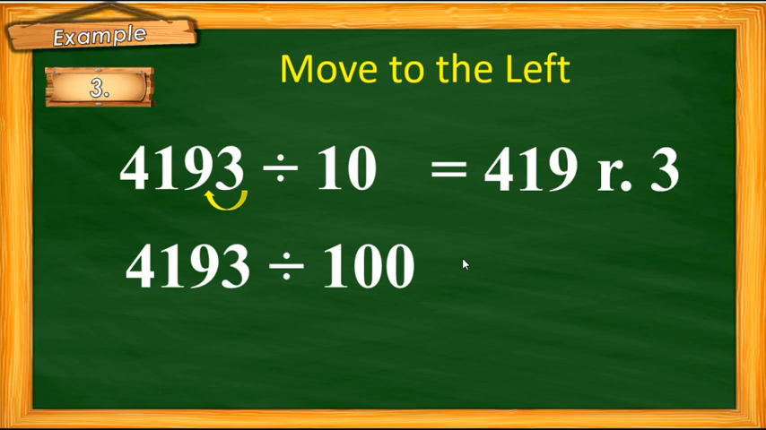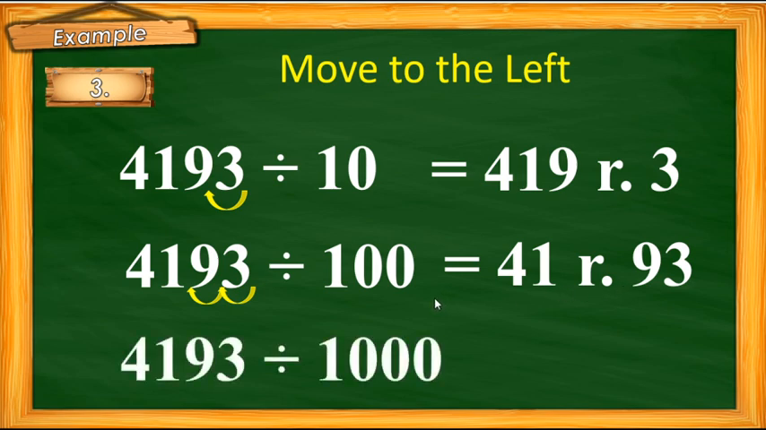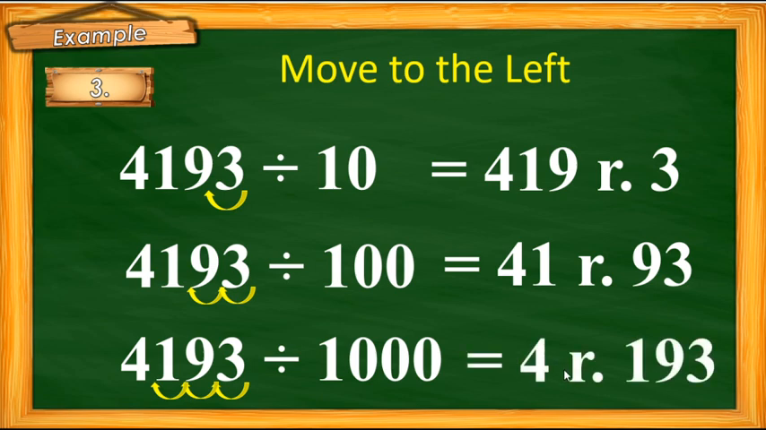4,193 divided by 100. Count the number of 0 in the divisor. We have 2. We're going to move 2 places to the left. So the final answer would be 41, remainder 93. How about this one? How many 0 in the divisor? We have 3. We move 3 places to the left. So our quotient now would be 4, remainder 193. Okay, as simple as that. So you got the correct answer.